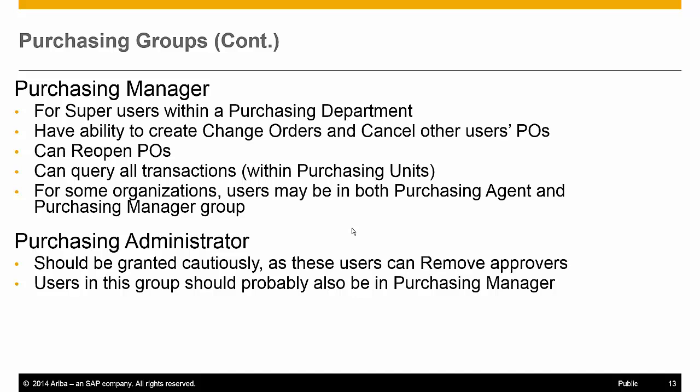Finally, at the top of the purchasing food chain is purchasing administrator. And as with all administrator roles, it should be granted cautiously because, again, this is a very powerful role. Someone who has this group does have the ability to remove approvers from the approval flow. A regular end user cannot do that, but a purchasing administrator can. So just keep in mind that very few people should have this group, and most likely they may be the same people that have the purchasing manager group.